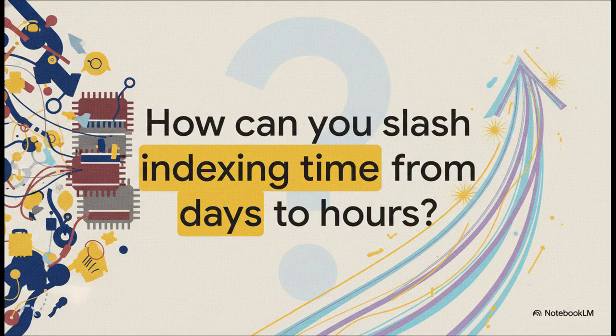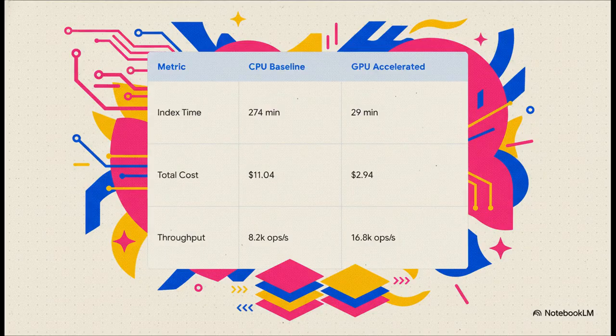So the question is, how do you solve that? The answer, it turns out, is GPU acceleration. By offloading all these intense vector calculations to GPUs, the results are, well, they're staggering. This recent benchmark from OpenSearch shows exactly how dramatic that difference is across indexing time, total cost, and throughput.